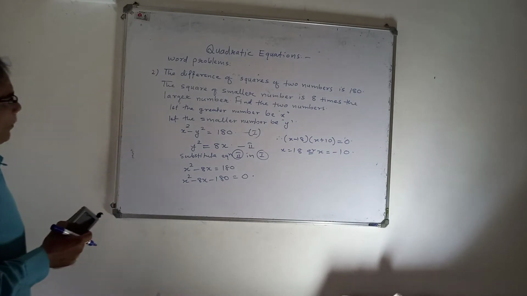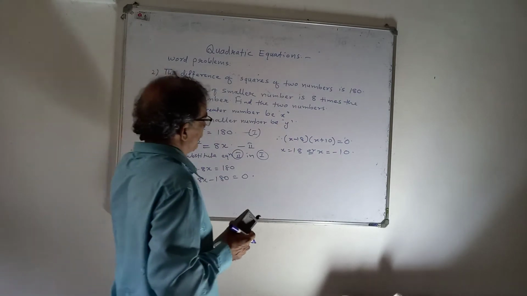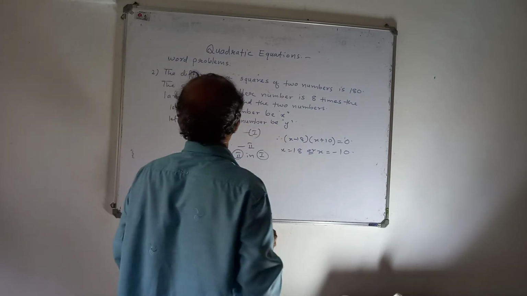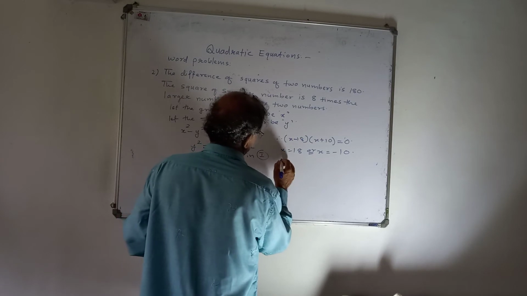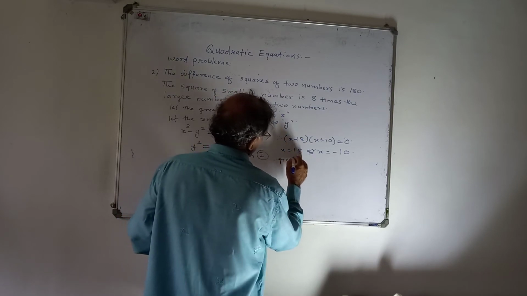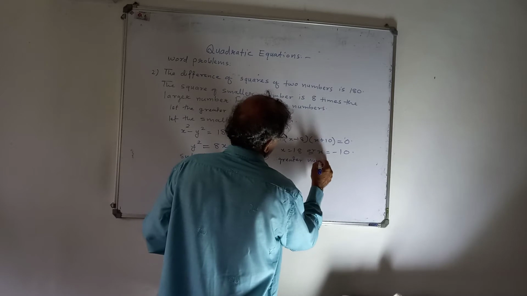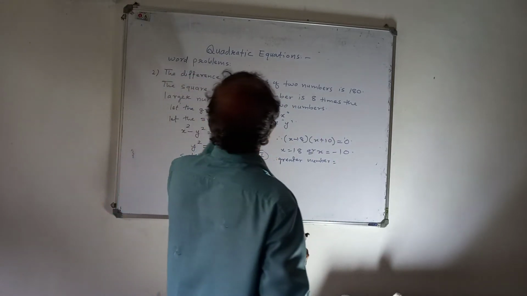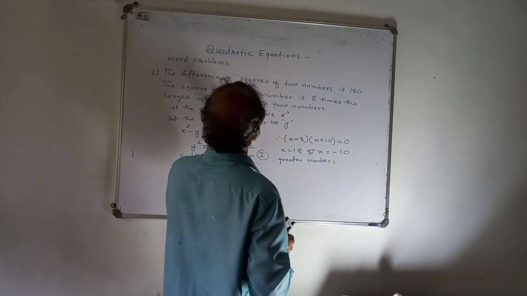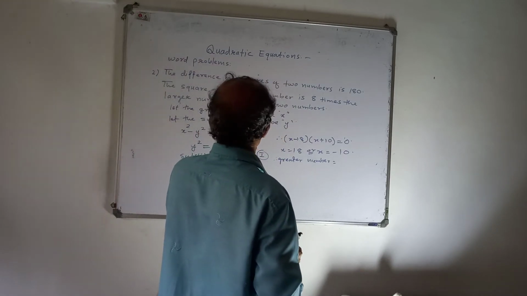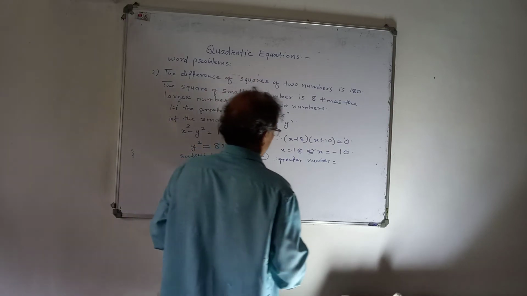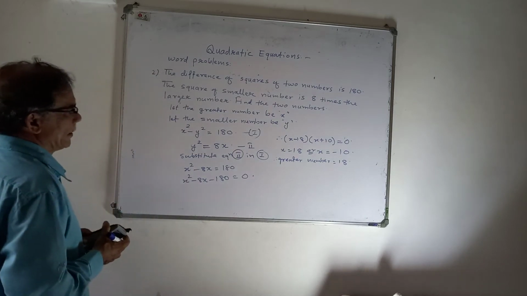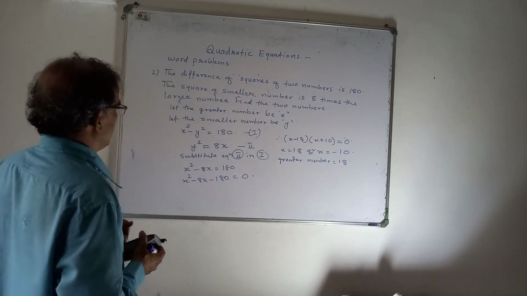Isn't it? So x is positive, which will be what? The greater number, isn't it? So therefore, greater number is equal to... Sorry, we have to write this. The difference of squares of... Find the numbers, is it? So greater number is equal to 18, and then y square is equal to 8x.